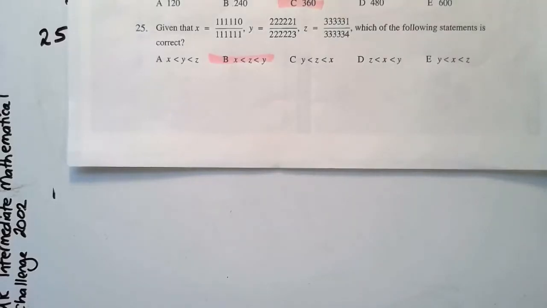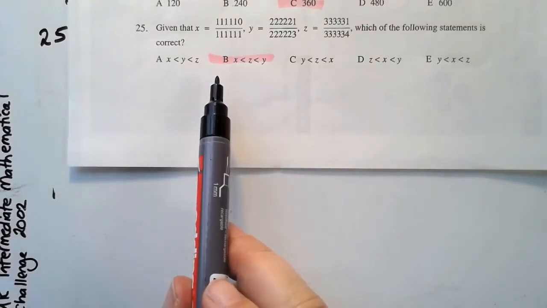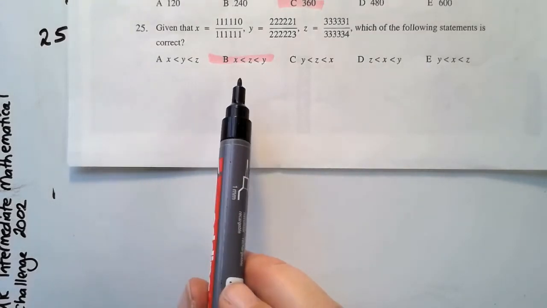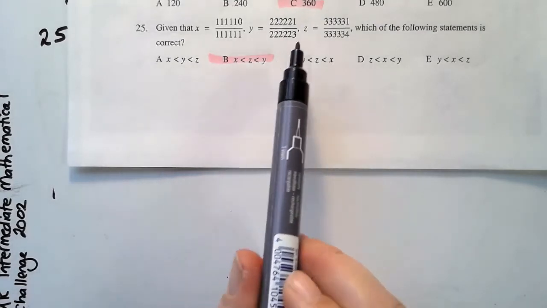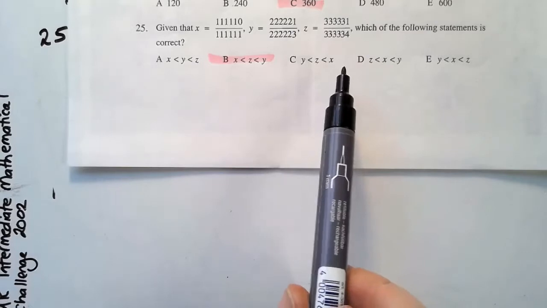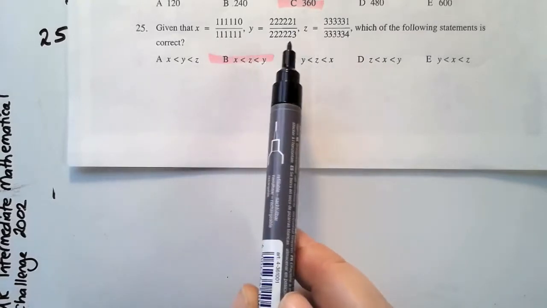Question 25. This is the last question on the paper. You get 6 marks for a correct answer, but if you attempt it and you get it wrong, you lose 2 marks. Let me talk you through how I solved it.